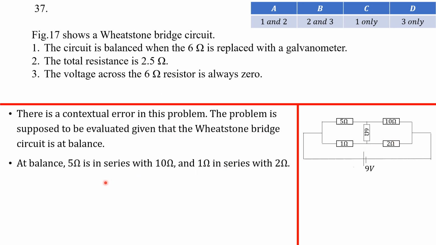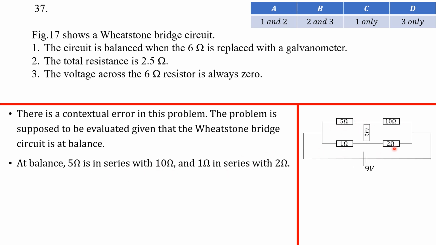Let's talk about it a little bit. So at balance, the 5 ohm is in series. At balance, what is happening? There's no PD drop across this region, and so no current flows through this portion. So if you put a galvanometer here, it will show no deflection. What does that mean? It means that the current that flows through this 5 ohm resistor does not have to branch into this. All of it flows through this 10 ohm resistor, making the two of them in series. That's why I say 5 ohm and 10 ohm are in series.